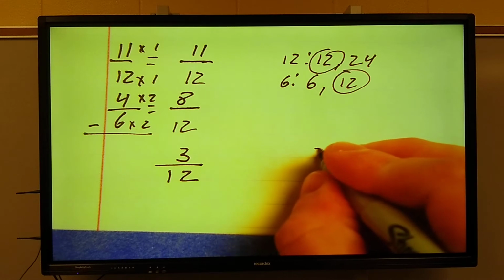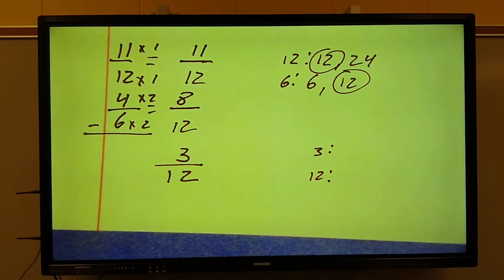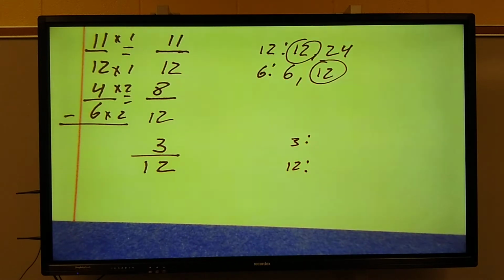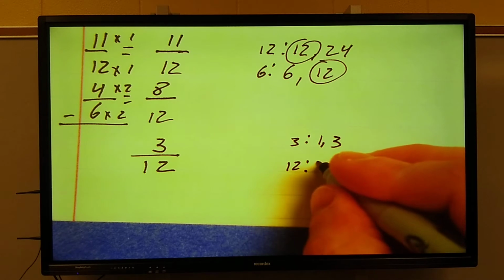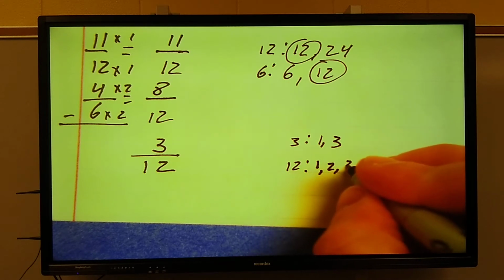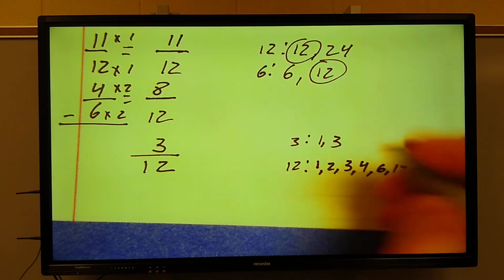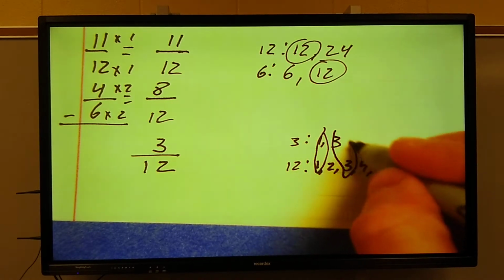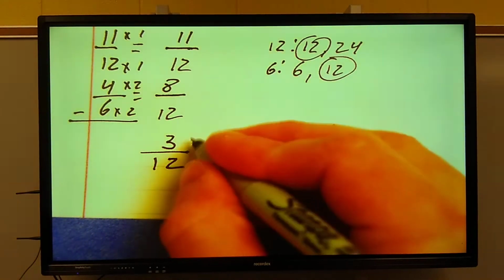Let's find out. You take your numerator, take your denominator, and then you find the factors. The factors of 3 are 1 and 3. The factors of 12 are 1, 2, 3, 4, 6, and 12. They have 1 in common and 3 in common. It is not in simplest form.